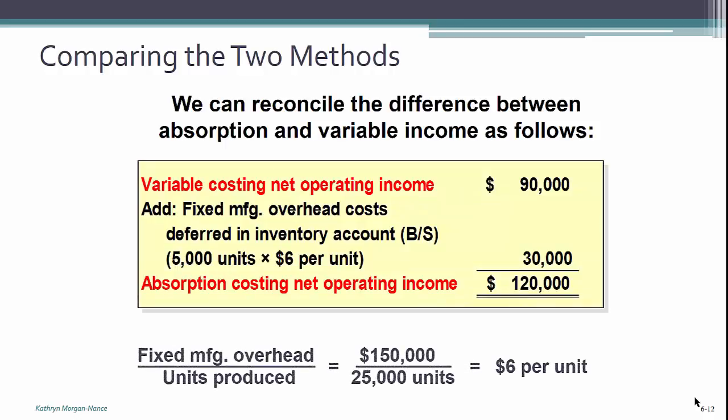The difference in net operating income between our two methods, that difference is $30,000, can be reconciled by multiplying the number of units in ending inventory, 5,000 units, by the fixed manufacturing overhead per unit of $6 that is deferred in ending inventory under absorption costing. Note that in the long run, when more units are sold than left in inventory, cost of goods sold will be higher under absorption costing and profits will be lower. But, and this is important, profits reverse themselves over time. This is because over an extended period of time, sales cannot exceed production, nor can production exceed sales.